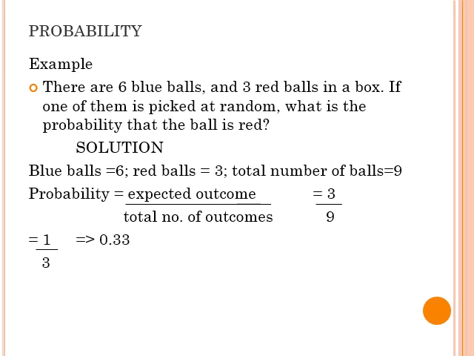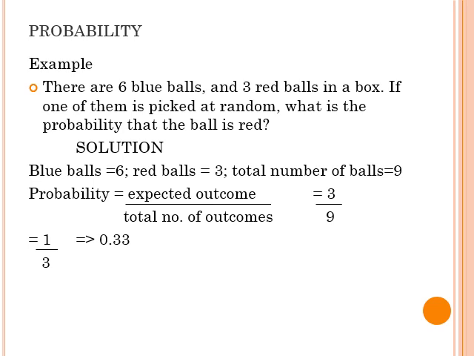That means the total number of balls is 6 plus 3, which will give us 9. So the expected outcome, the red balls, is 3, and the total number of outcomes is 9. Good. So the probability is equal to 3 over 9.